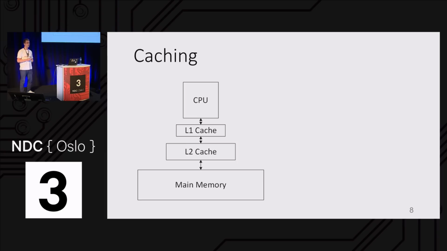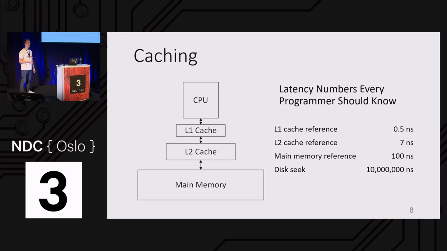When you want to read something from memory, the CPU first looks for the value in the cache, in the first level of cache. If the data is not there, it goes to the second level. If not there, it goes to main memory. But this has different prices. Accessing the first level takes half a nanosecond. The second level is 14 times slower. Going to main memory is 200 times slower.